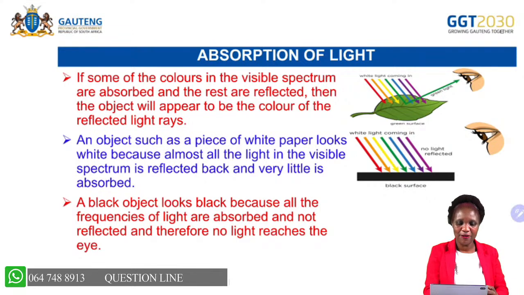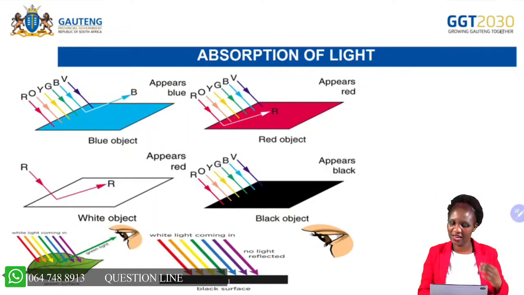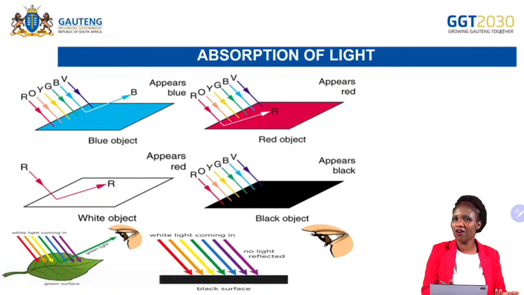An object such as a piece of white paper looks white because most of the light in the visible spectrum is reflected back and very little is absorbed. Okay. A black object looks black because all the frequencies of light are absorbed and not reflected. Therefore, no light reaches our eyes. That's why you will see an object being black. And then these are the examples of absorption of light. All right. Especially on opaque objects.